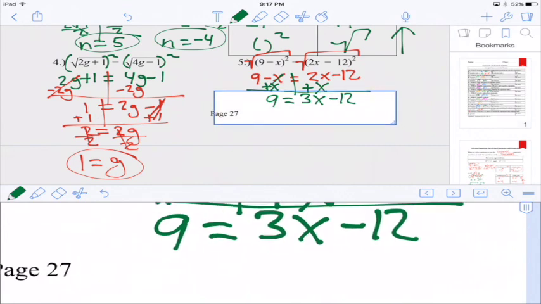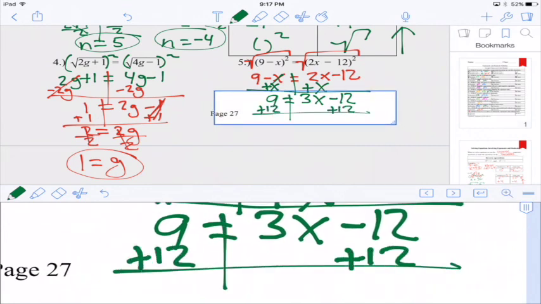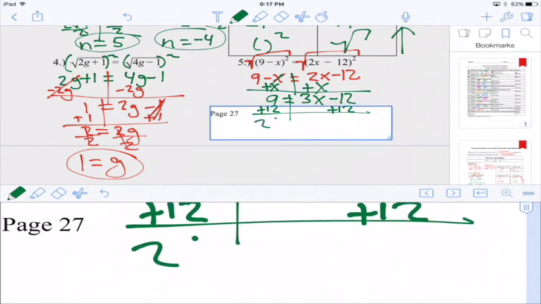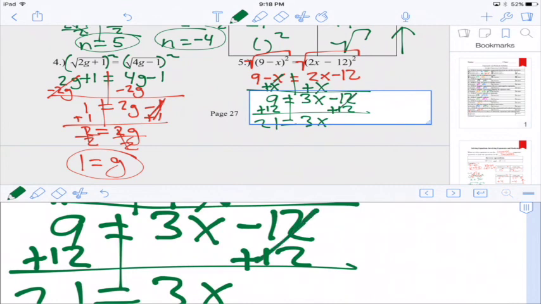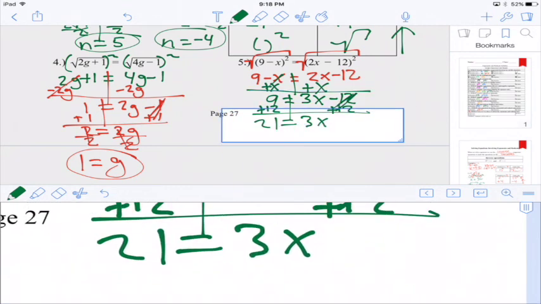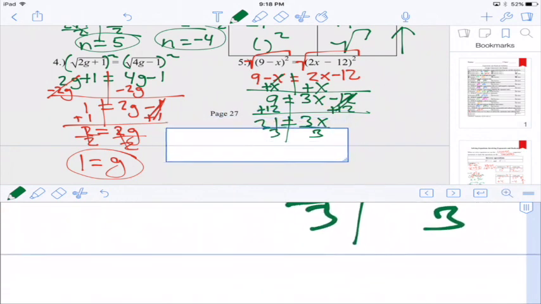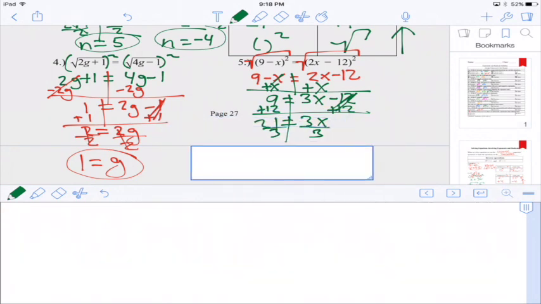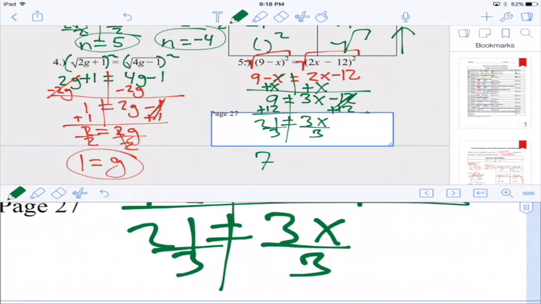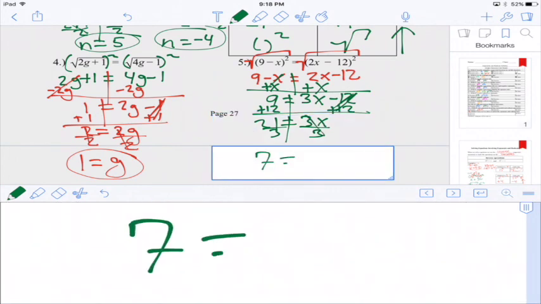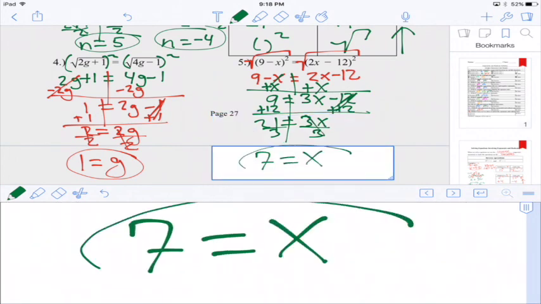And I finish solving by adding 12 on both sides. So 9 plus 12 is 21 equals 3x. Negative 12 plus 12 is 0. And one more step, we divide both sides by 3. 21 divided by 3 is 7. 3 divided by 3 is 1, so we're just left with x, 1x. There's our answer. If you have any questions, come see me.